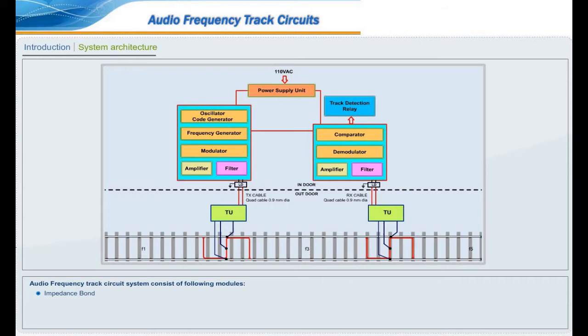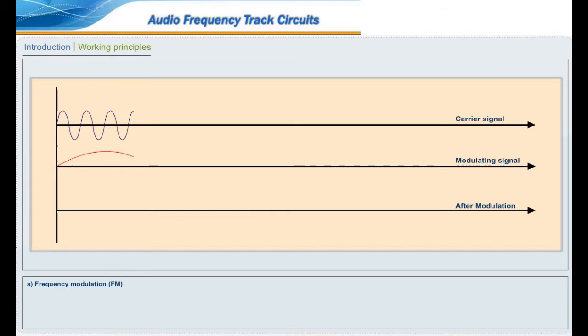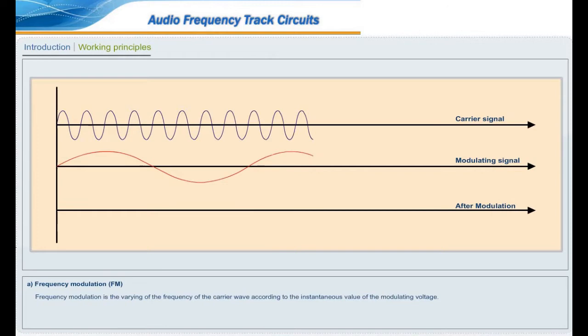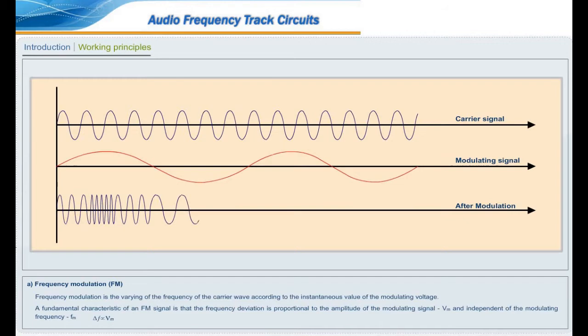Frequency modulation, FM. Frequency modulation is the varying of the frequency of the carrier wave according to the instantaneous value of the modulating voltage. A fundamental characteristic of an FM signal is that the frequency deviation is proportional to the amplitude of the modulating signal and independent of the modulating frequency. Delta F is directly proportional to voltage of modulated signal.